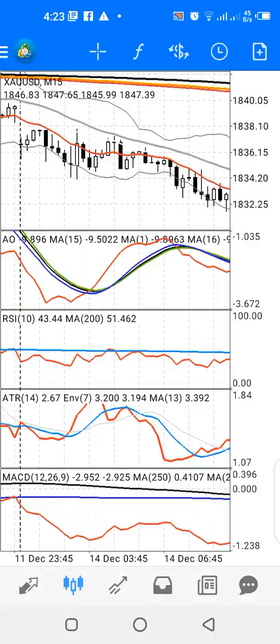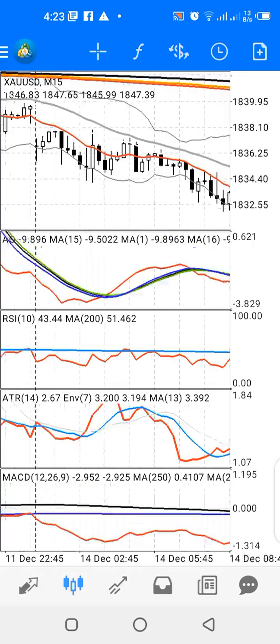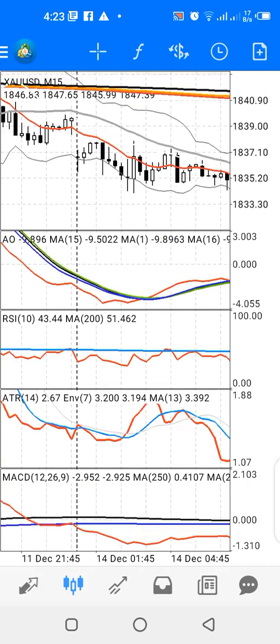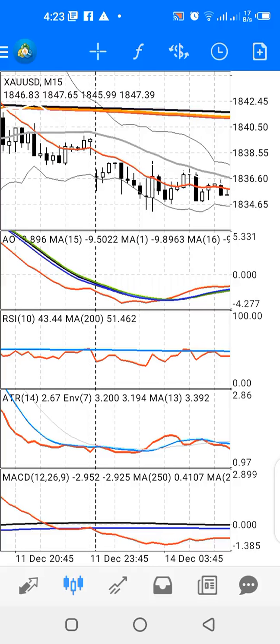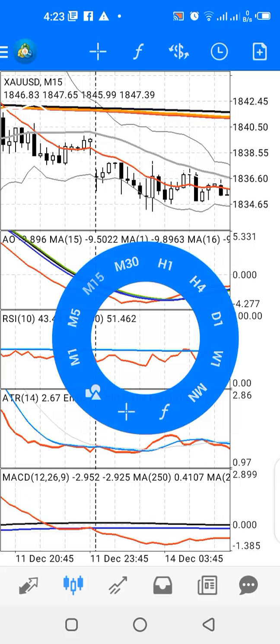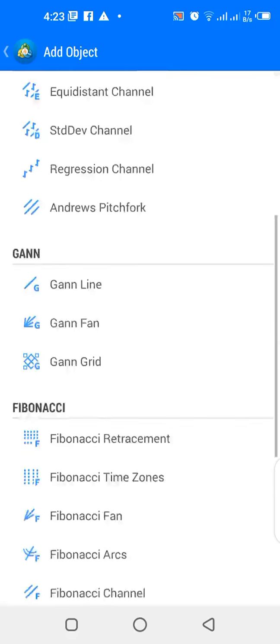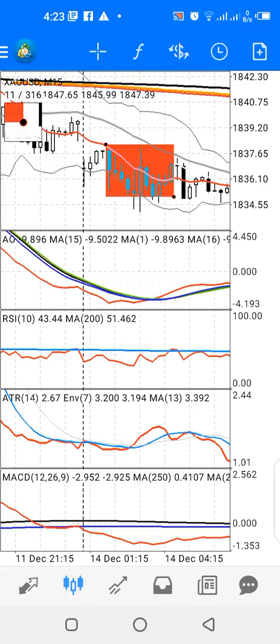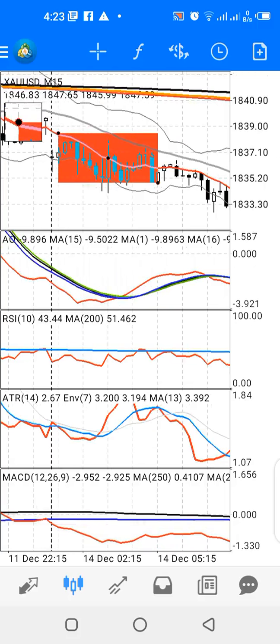Today we'll be looking at a strategy you can use to trade gold, XAUUSD. On my chart I have XAUUSD gold on the 15 minutes time frame, and I have about 5 windows. This is my main window.